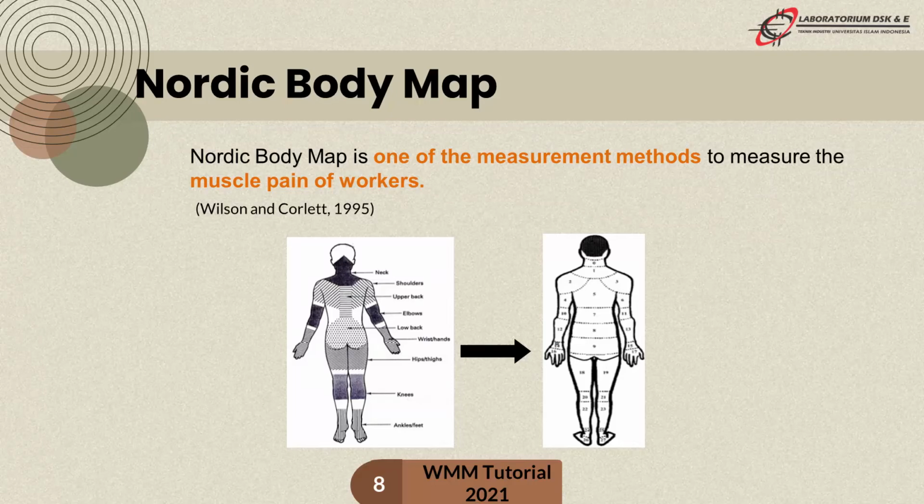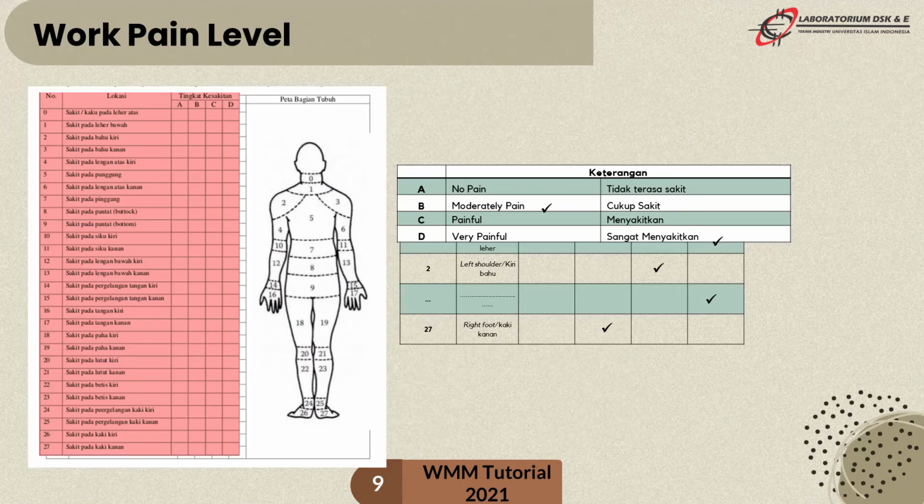Next, we move to the Nordic Body Map. Nordic Body Map is one of the measurement methods to measure the muscle pain of workers. NBM functions to identify the parts of the human body that feel sick, which have been divided into 9 main parts: the neck, shoulders, upper back, elbows, lower back, wrist, waist, knees, and heels or feet. Here is an example of the NBM questionnaire.